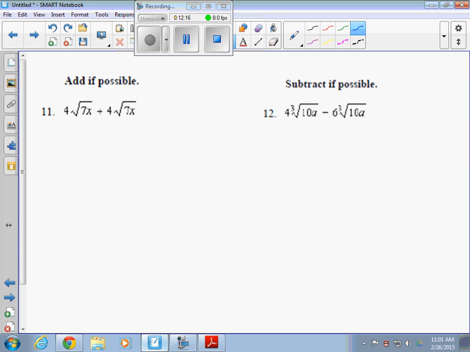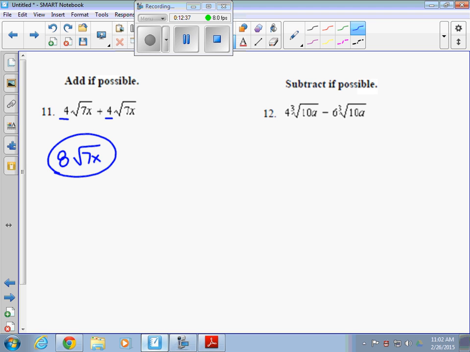Add these if possible. Radicals act just like variables. If you had 4x plus 4x, you'd add 4 and 4 and get 8x. You're going to do the same thing with this one. You have the same square root of 7x, so you're going to add 4 and 4 and get 8 times the square root of 7x.